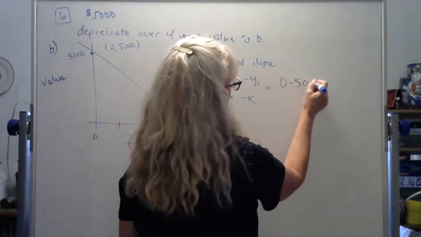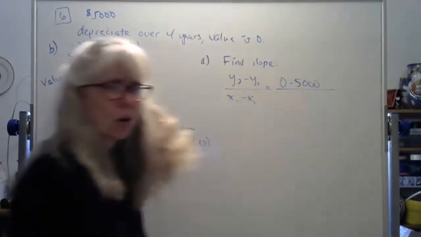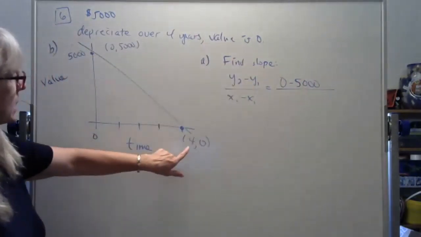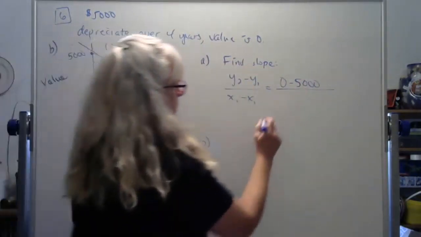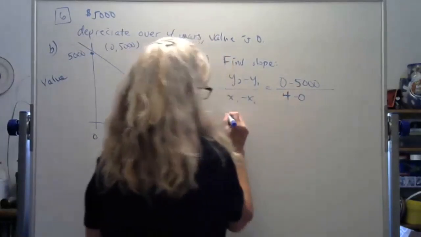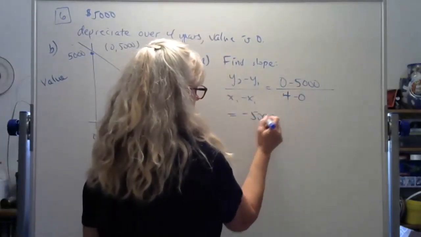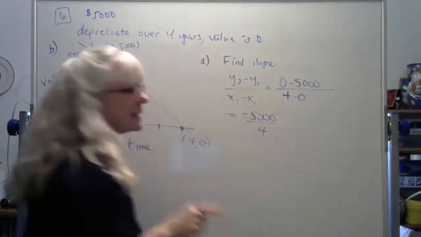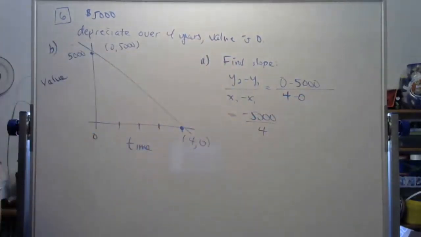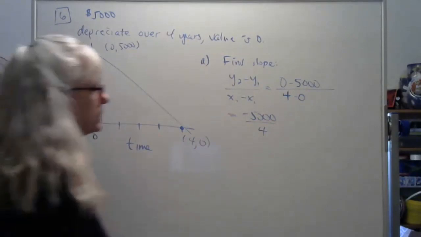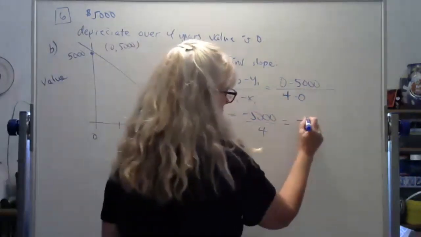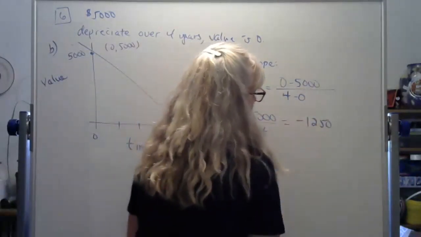Sorry about that. Blame that on a Monday morning. Over the change in x, which is going to be 4 minus 0. So that gives me negative 5,000 divided by 4. Because it is an application problem, I'm just going to divide that out and take it to whatever it comes out to be. It's not a decimal, it could have been, but it gives me negative 1250.